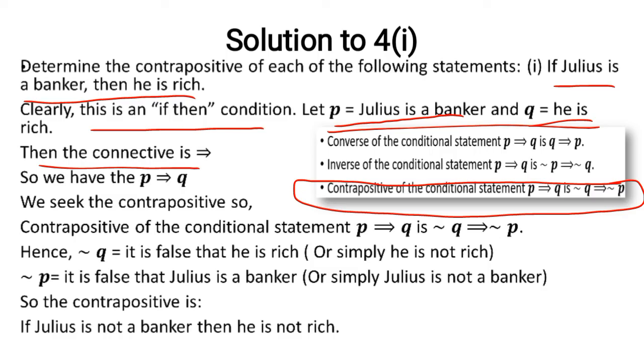So what's the contrapositive? P implies Q, and the contrapositive is simply this, right? The negation of Q means that it is false that he is rich, or simply he is not rich. And the negation of P means it is false that Julius is a banker, or simply Julius is not a banker. Okay, so the conclusion is that if Julius is not a banker, then he is not rich, which is your final answer.